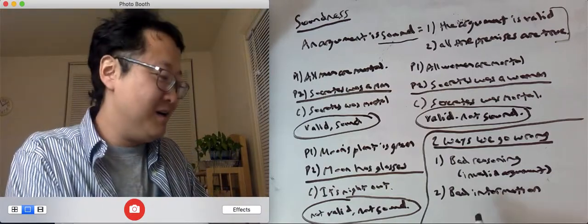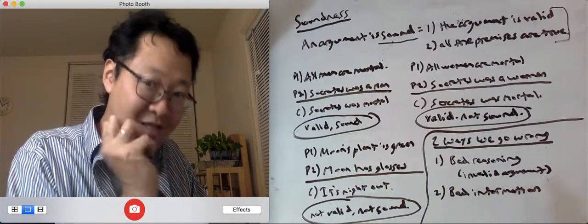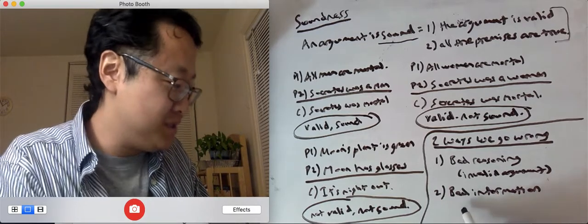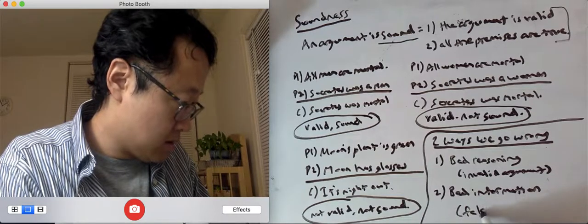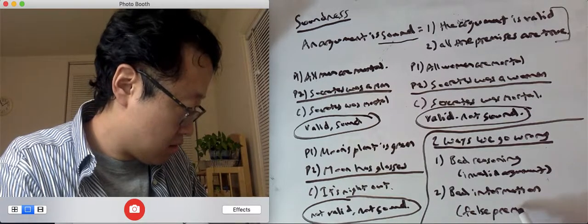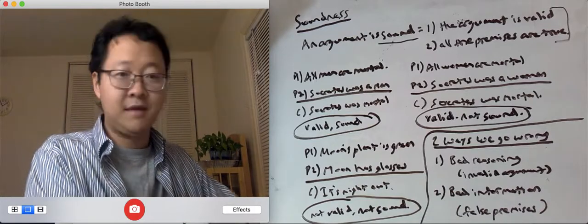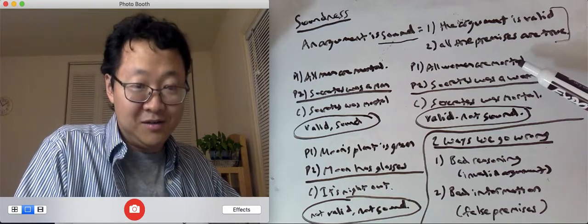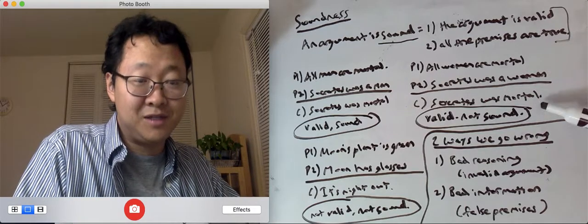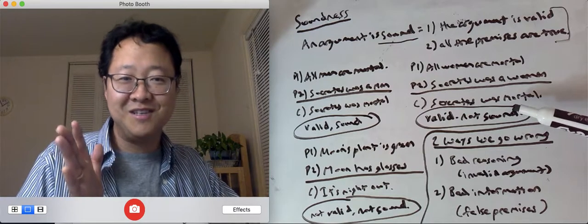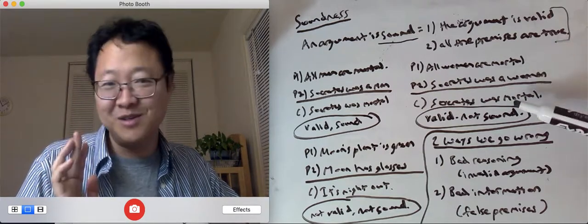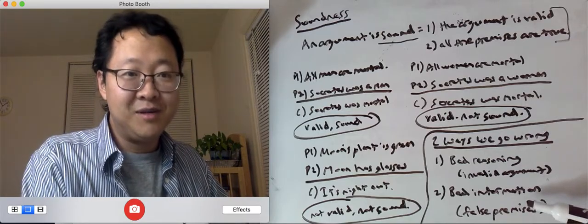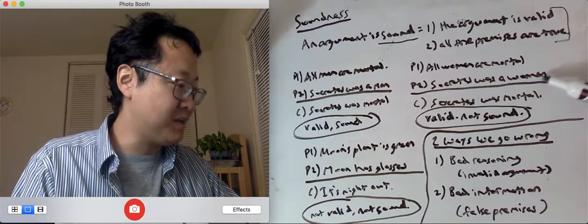The other one is bad information. The example for that is when we have false premises. And that's what's going on here. Here, the reasoning is good. Going from all women are mortal, Socrates was a woman, therefore Socrates is mortal. Flawless reasoning. It's valid. If the premises are true, the conclusion has to be true. But it's not sound because we start with bad information, which is that this premise is false.